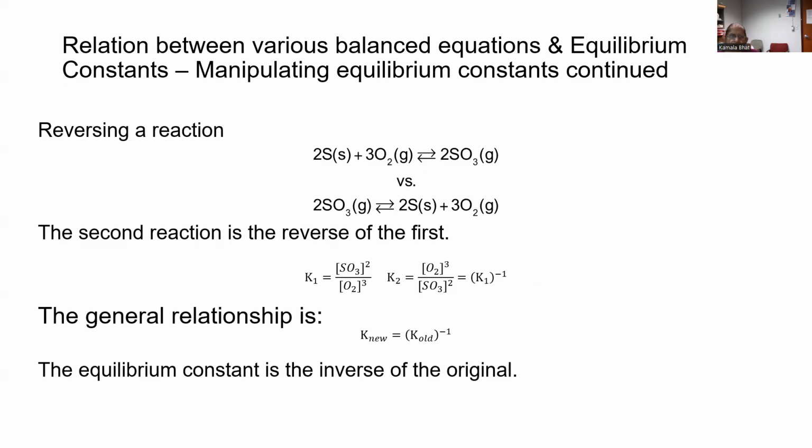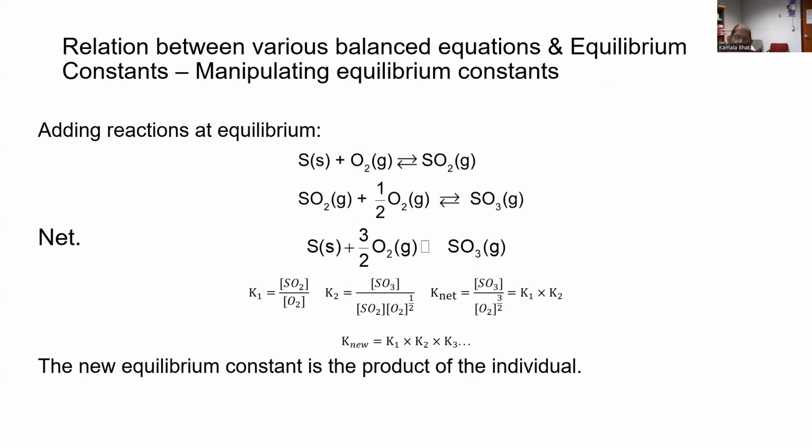Next, if you reverse the reaction, what happens? What is the relation between the new K and the old K? The reactions are shown. 2S solid plus 3O2 gives you 2SO3 gas. 2SO3 gas breaks down to give you 2 sulfur solid plus 3O2. If you look at it, the second equation is just the reverse of the first, and therefore the general relationship is K new is equal to the reciprocal of K old.